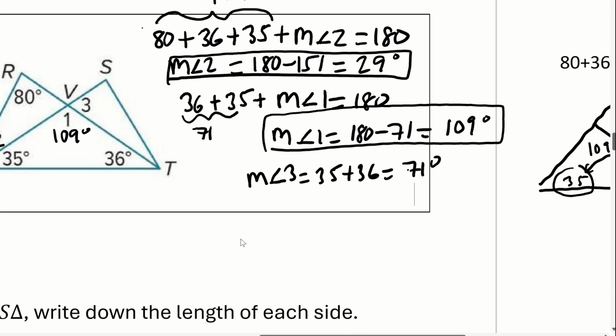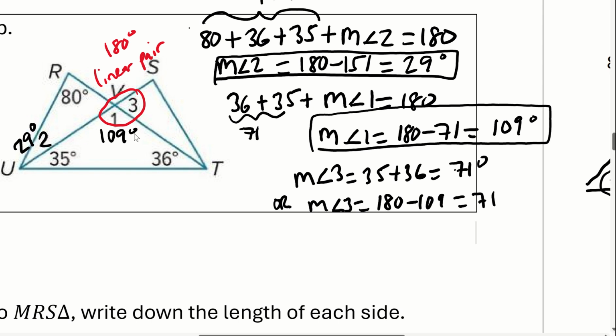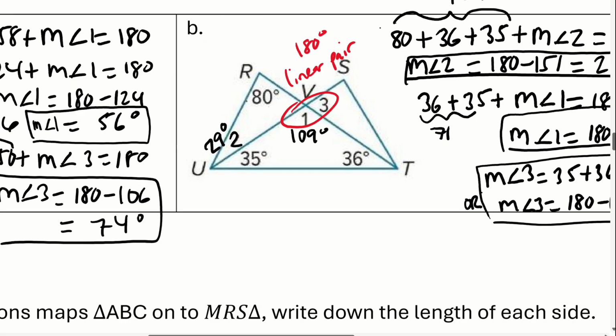Another way to do this is we know that angle 3 and angle 1 are a linear pair, and they add to 180. So you can say 180 minus 109 is going to give me 71 because they're a linear pair. They add to 180. So either way, you can clearly see you get the same answer. Okay, so either one is fine. Now we know all the angles. So now let's move on to the next question.